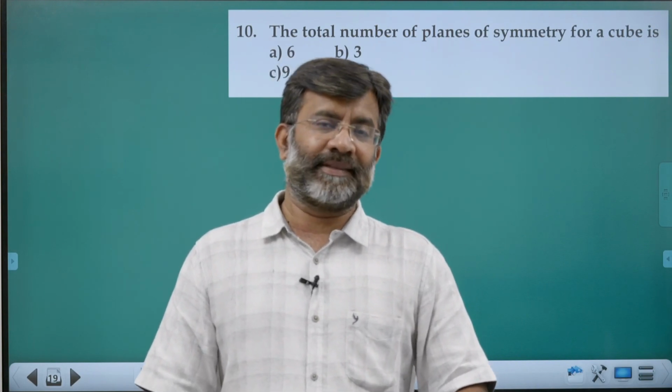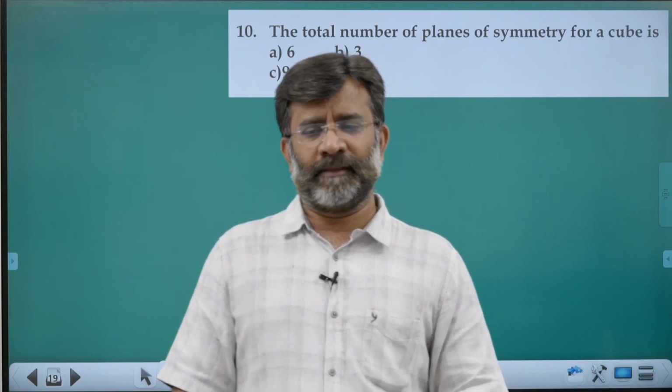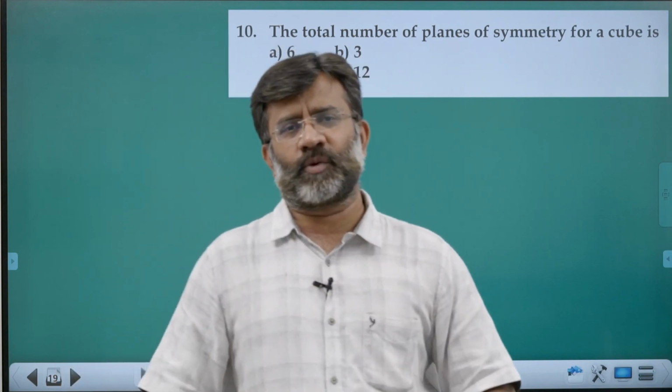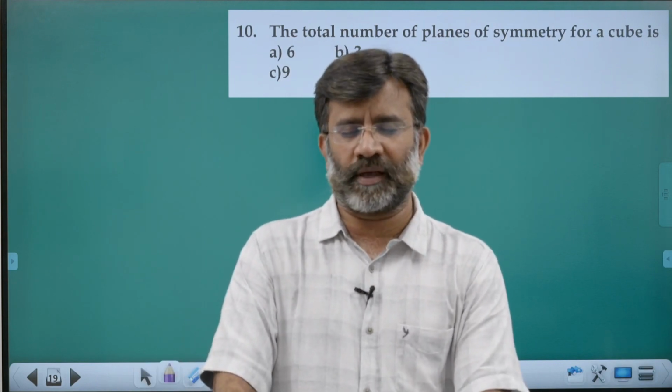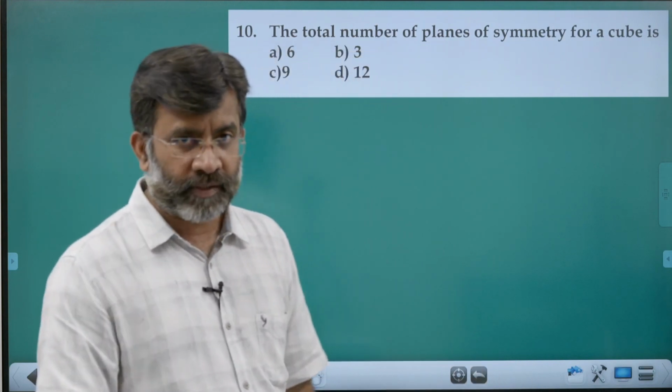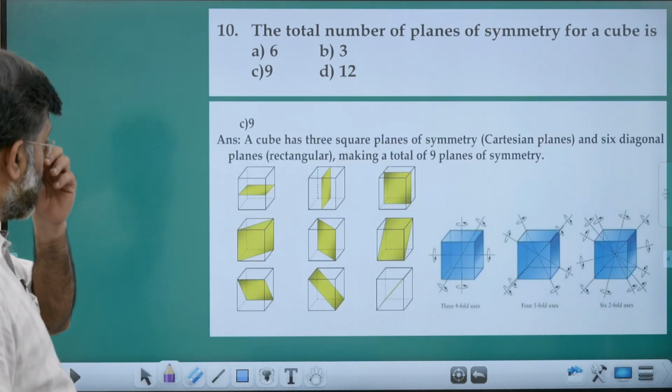How come 23 elements of symmetry? Can we have a look? This too is an advanced level question, a bit outside the syllabus from the point of view of NCERT, which definitely you must learn. You see, what are the planes of symmetry?